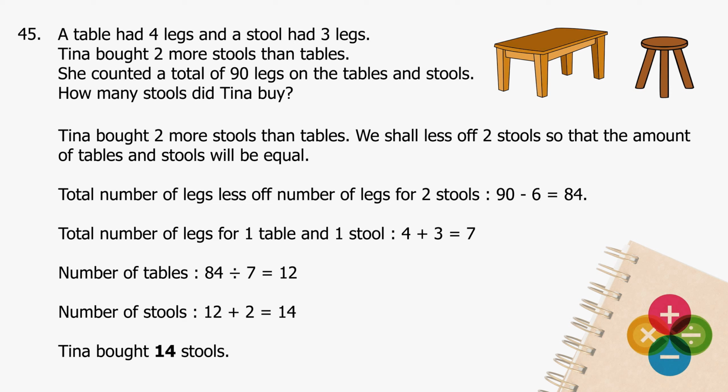Tina bought 2 more stools than tables. We shall take away 2 stools so that the number of tables and stools will be equal. The total number of legs, less the legs for 2 stools, will be subtract 6 from 90, and the difference is 84. The total number of legs for 1 table and 1 stool will be add 4 to 3, and the sum is 7. The total number of tables will be divide 84 by 7, and the quotient is 12. The number of stools will be add 12 to 2, and the sum is 14. Tina bought 14 stools.